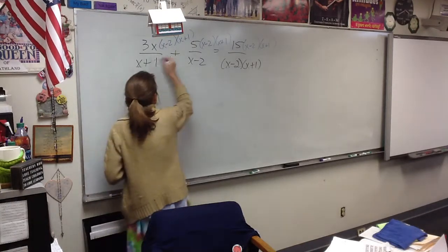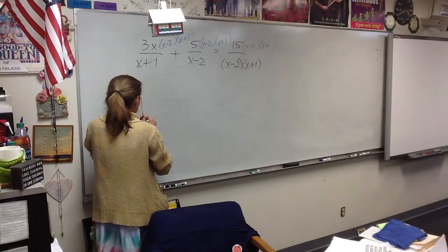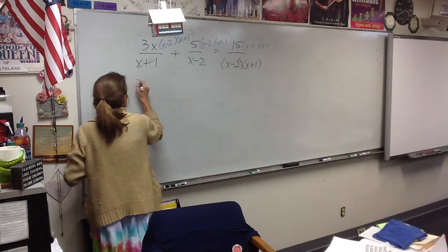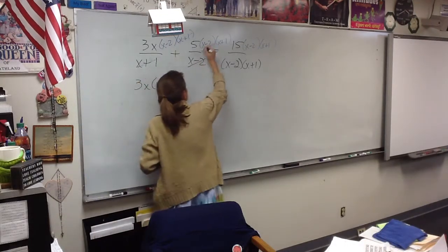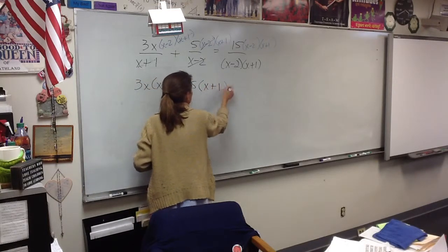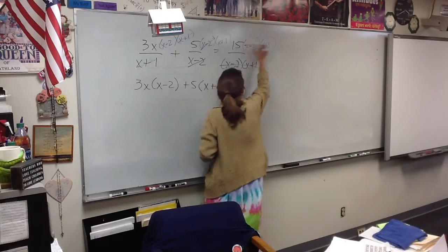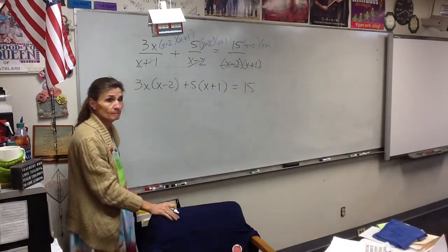Now, this cancels, leaving me with 3x times x minus 2. This cancels, leaving me with 5 times x plus 1. That cancels, leaving me with 15. Everybody still on target?